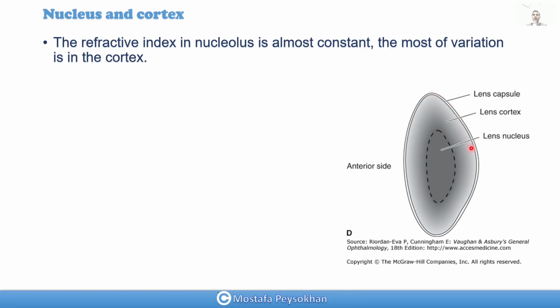And the capsule, as I mentioned before, is a kind of dead cell that doesn't contribute that much to the refraction of light, but it keeps the shape of the crystalline lens in good form, so that during accommodation it retains its shape.